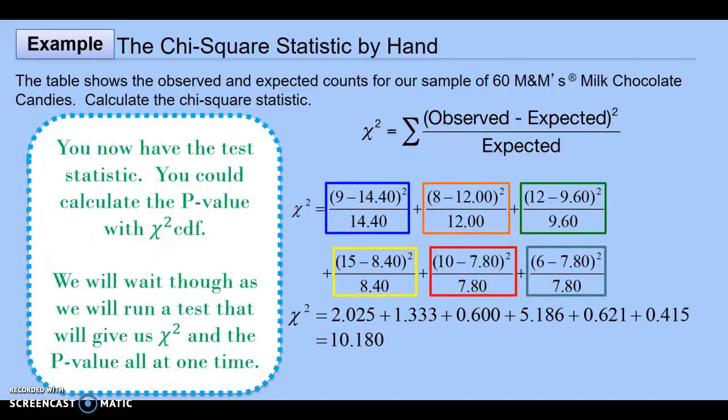Okay, so now we do have a test statistic, so we could calculate a p-value, which is going to work just how we've been used to working with a p-value, being able to reject and fail to reject in comparison to the significance level.